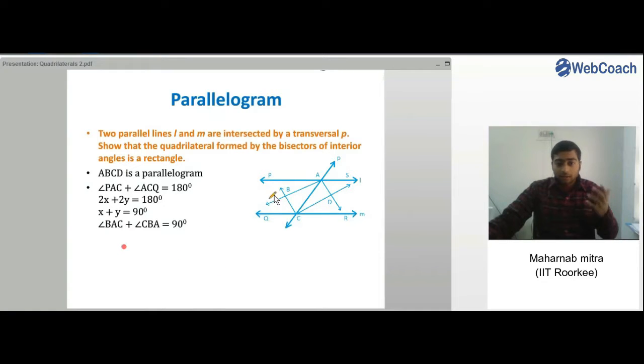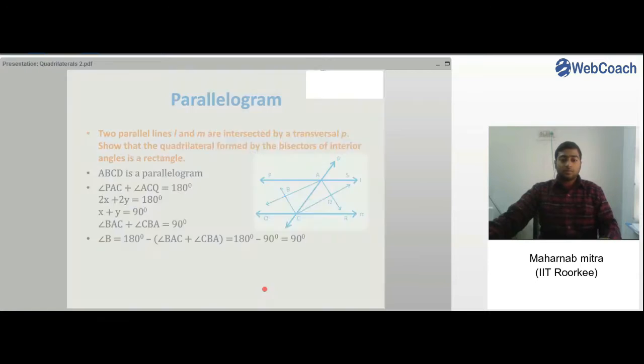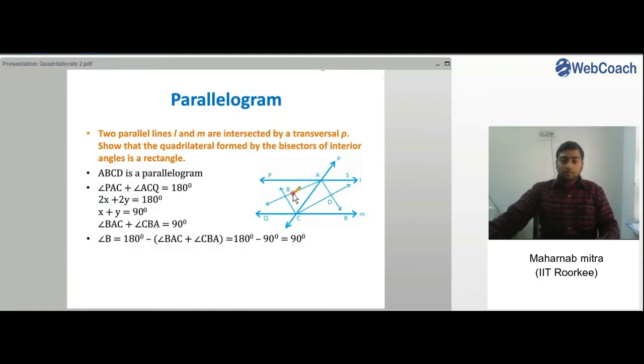Or we can say angle BAC, as I have shown you, plus angle CAD, it is not actually this, it is CAD, right? Angle BAC plus angle CAD is 90 degrees, because both of them, this angle and this angle, were y. So how can we find angle B? We know that this angle is 90 degrees, right?